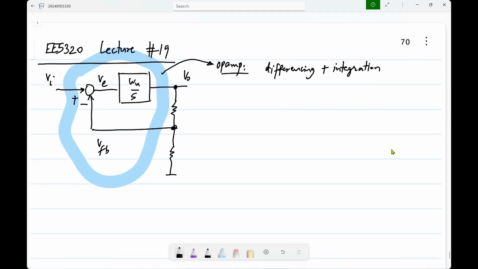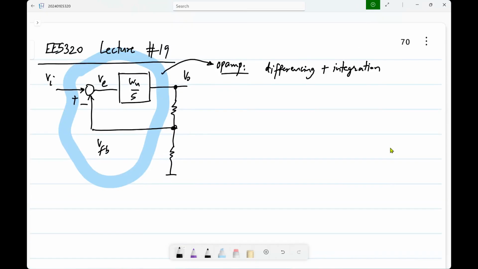So now, how do you implement this integration? There are only two electrical elements which carry out integration, capacitor and the inductor. And for practical reasons, inductors are too bulky and we can't use them. We'll just use capacitors. And a capacitor integrates the current flowing through it to give a voltage output.